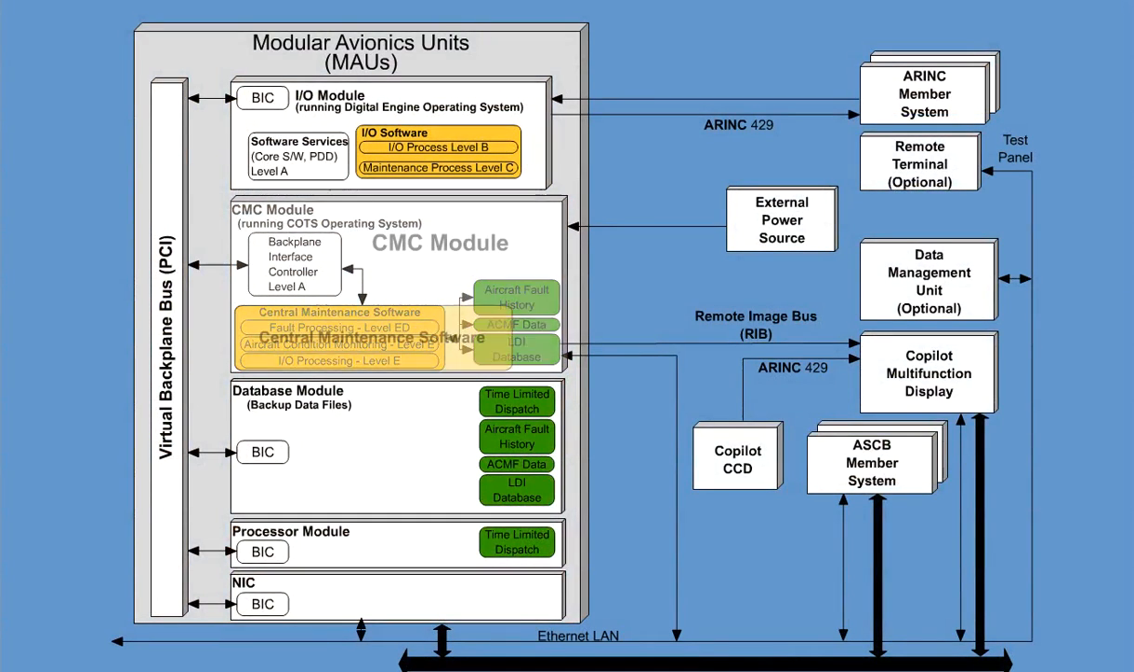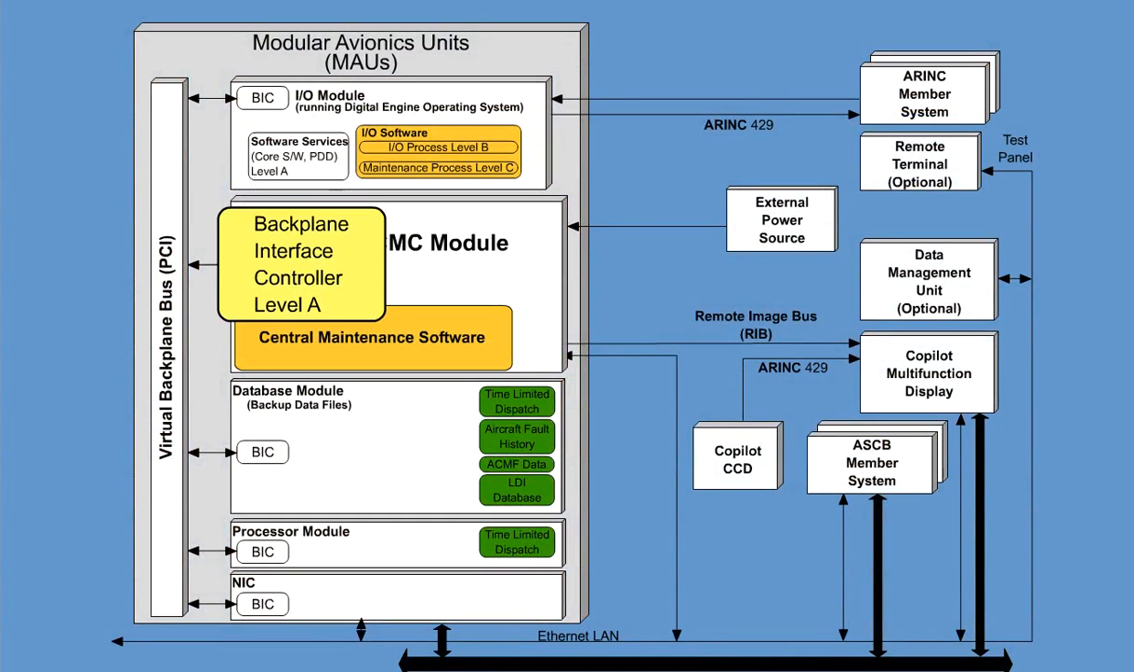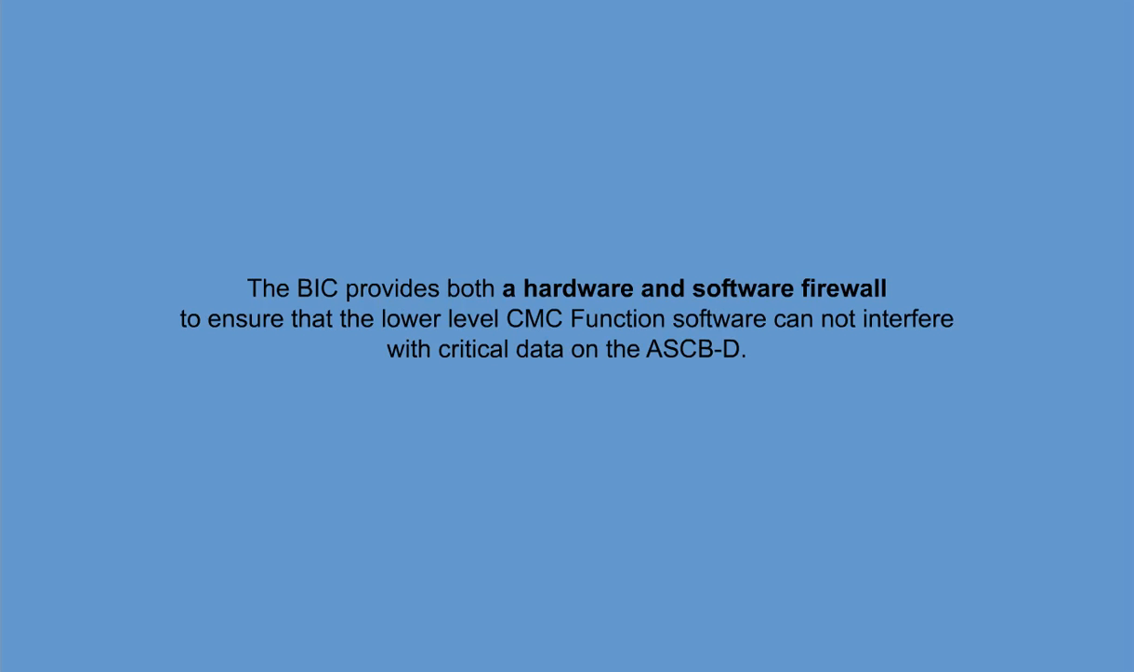The CMC module's bus interface controller ensures separation of the non-critical Level D maintenance system data from critical data that exists on ASCB-D. The bus interface controller provides both a hardware and software firewall to ensure that the lower-level CMC function software cannot interfere with critical data on the ASCB-D.